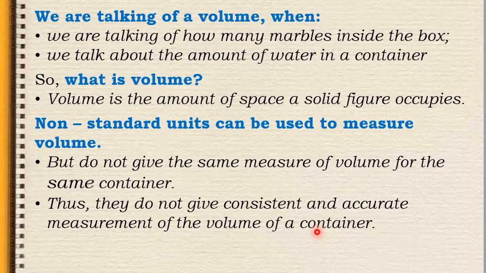Hindi siya consistent, ibig sabihin, kung halimbawa, ang nabilang ni Peter ay 20, hindi ibig sabihin ang mabibilang ni John ay 20 din. Because they are non-standard. Hindi magkakapareho ng sukat yung ginamit nating unit of measurement kasi nga sila ay non-standard, unlike kung ang ginamit nating units of measurement ay yung standard units like cubic centimeter and cubic meters. It will give the same answer. Yun ang pagkakaiba ng standard at non-standard. Sana hindi ko kayo nalito.